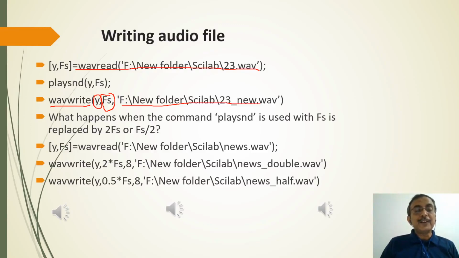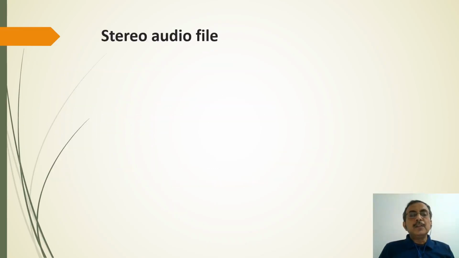So this is what actually happens when we are changing the sampling rate, and we don't know the sampling rate of the original signal. So what we need to do is, if we want to alter the sampling rate, we have to do certain processing of the signal before it can be changed. Now we usually encounter stereo audio files.